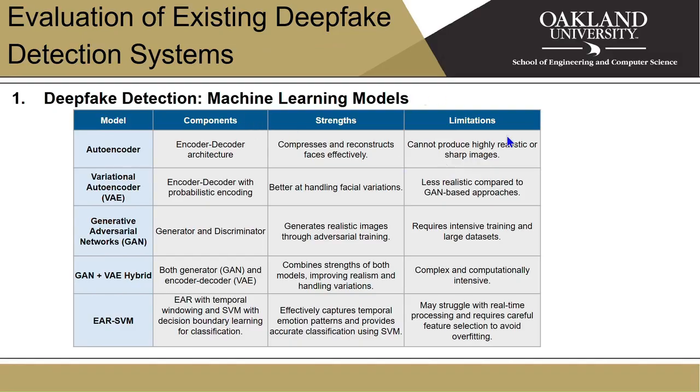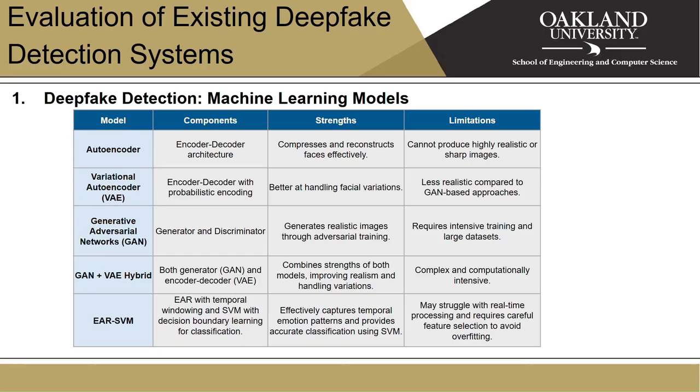Next, we have evaluation of existing deepfake detection systems. This focuses on machine learning models, which has 4 categories: model, components, its strengths, and limitations. We have the autoencoder, which consists of encoder-decoder architecture. It compresses and reconstructs faces effectively. However, it cannot produce highly realistic or sharp images.